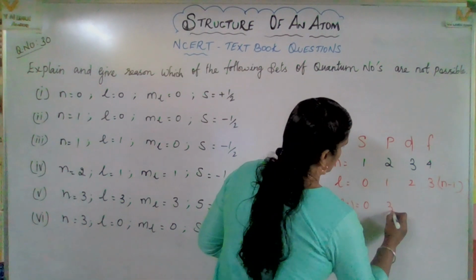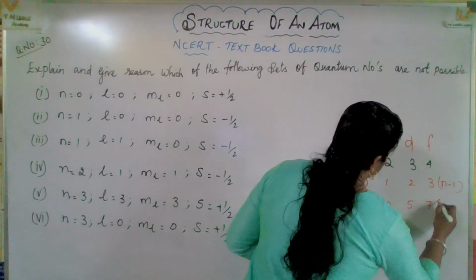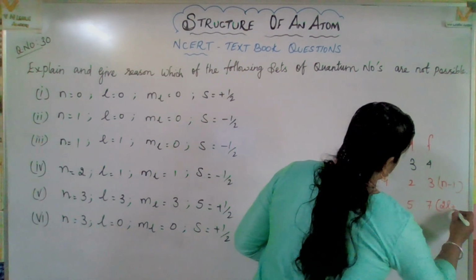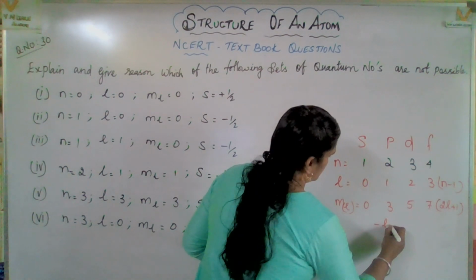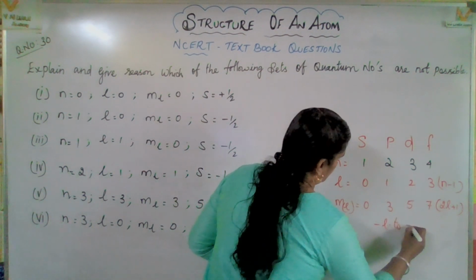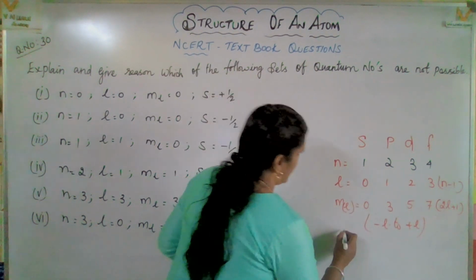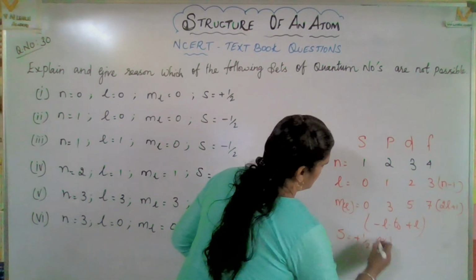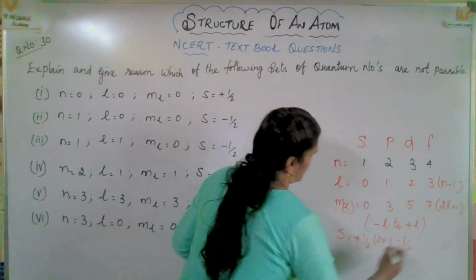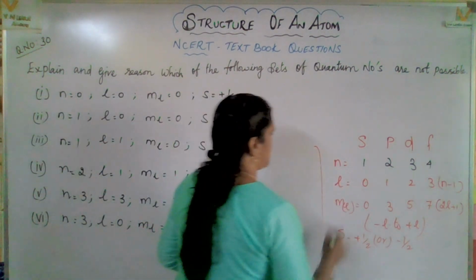Here it is 3, 5, 7. This is 2l plus 1. Right? So m runs from minus l to plus l. In that way you remember. And s is equal to plus half or minus half. Right, that is general. Okay, now you just remember this part.